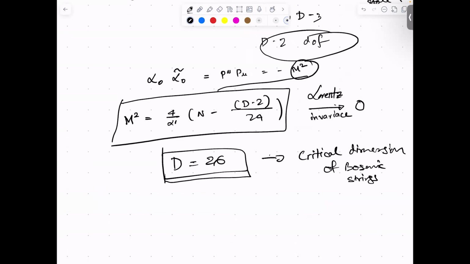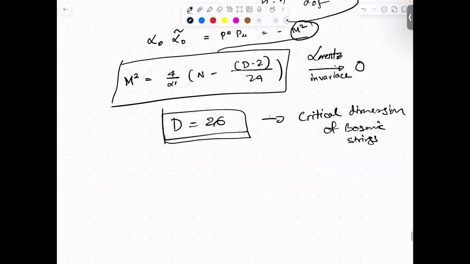Okay. So what has happened? Our requirement of Lorentz invariance fixed the dimension of my theory, which we never saw in QFT. But this has another problem.